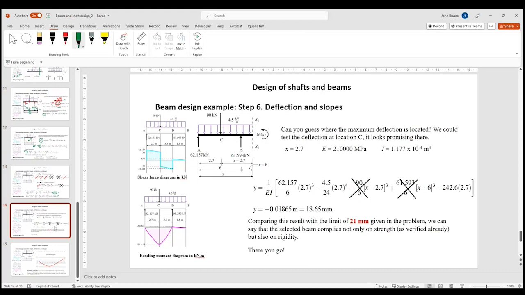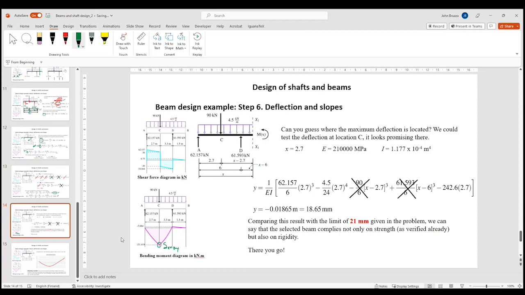Then you ask the question: if I want to compare that the maximum deformation is not larger than 21 millimeters, where should I test that? Should I test it in the whole extent of the beam? Definitely, we know that maximum moments are applied here, so we could assume that this is going to be more or less the point where the maximum deformation is going to be presented. And then you can just pinpoint that value and say, okay, please use the formula to tell me what's the maximum deformation at 2.7 meters from the left.